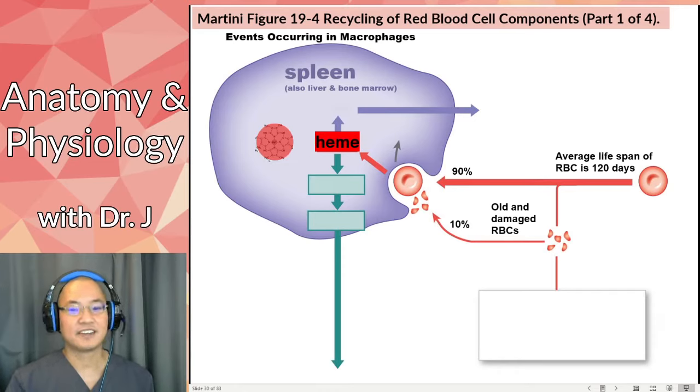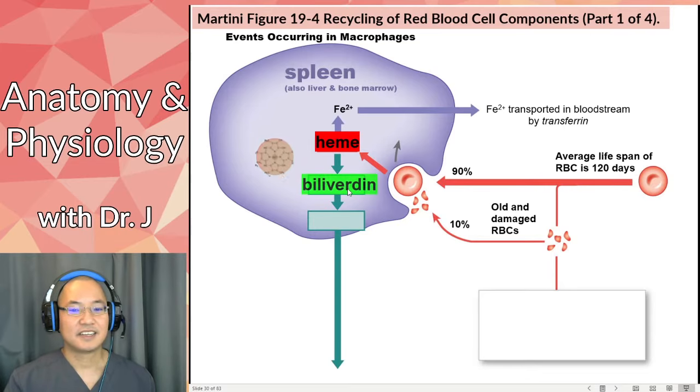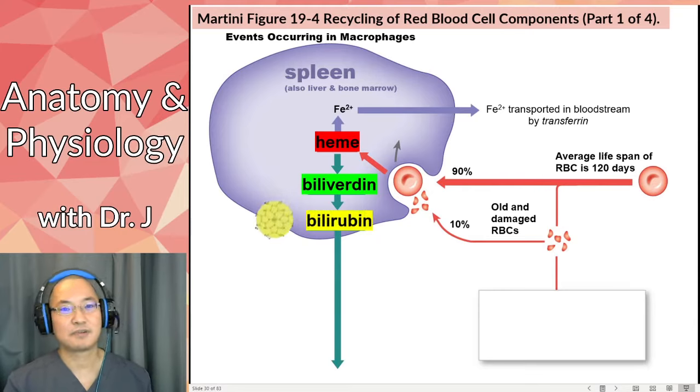So heme is that red pigment because of that iron compound, but it's interesting: when heme is metabolized and chemically altered by enzymes in your body, it ends up becoming a green pigment called biliverdin, and biliverdin is further chemically altered and metabolized into bilirubin. This is a very important compound, and it's a yellow pigment.